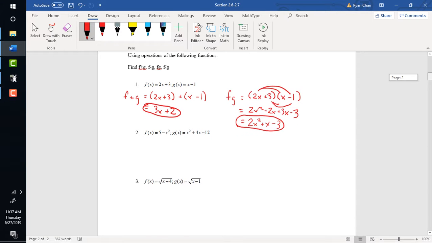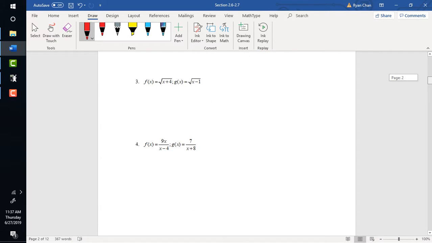Let me show you one last one. Example number 4, I have f of x and g of x, and let's say you're being asked to do f divided by g. If you see a slash, that means divide. I'll do the same thing, and again, make sure you remember your basics. I have a fraction over another fraction, so I'm going to do 9x over x minus 4 divided by 7 over x plus 8. Remember, if I have fraction over fraction, I divide.